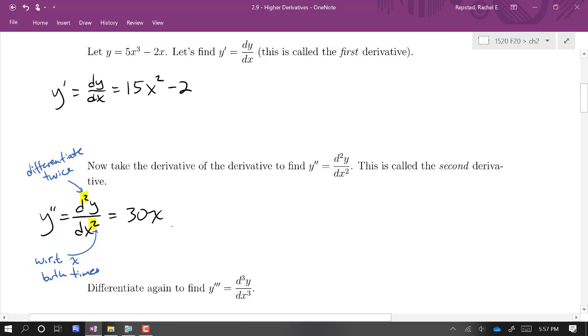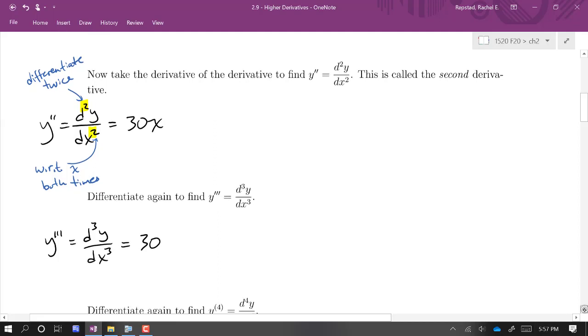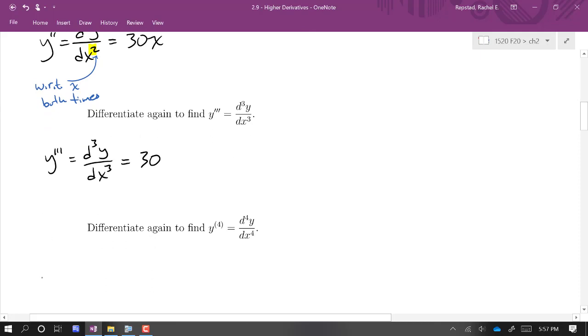That, of course, is also still a function of x, so we could take its derivative and get the third derivative, which is just 30. If I take the derivative one more time, it's the fourth derivative. By the time we get to the fourth derivative, we stop writing tick marks because you just end up swimming in a sea of tick marks. What we do is write a superscript 4 in parentheses. The parentheses are really important, otherwise it's just an exponent, and that's not what we mean. And then we get 0.